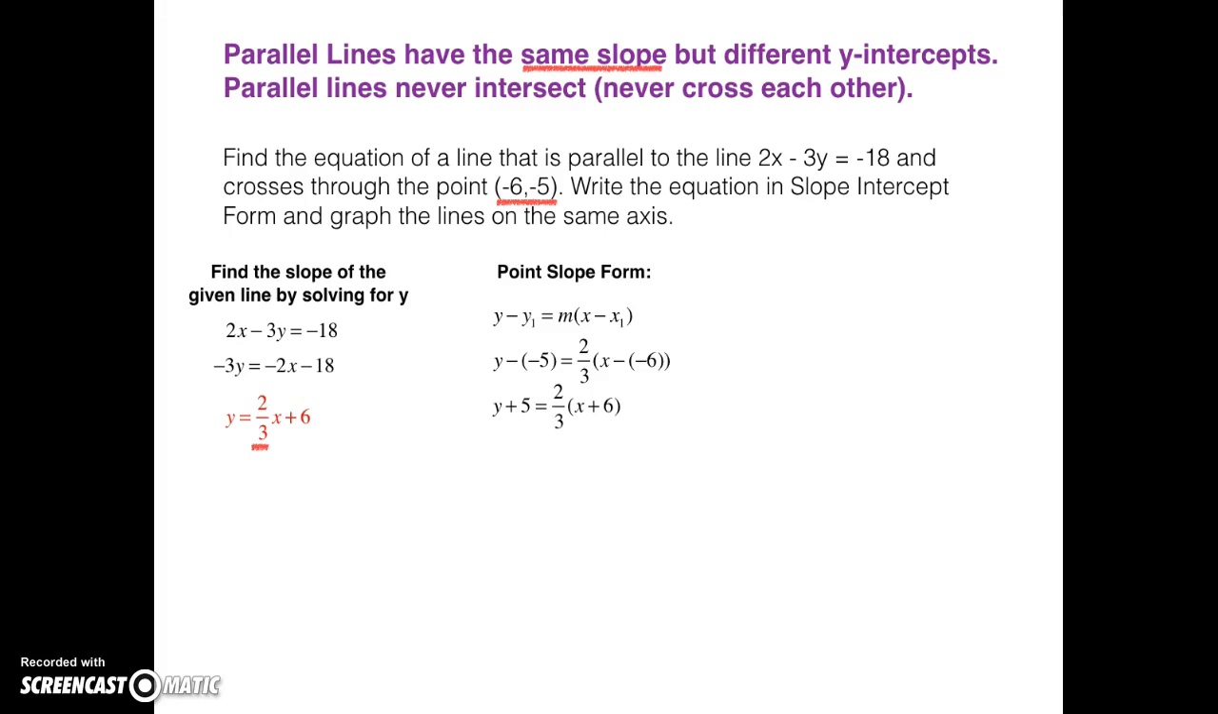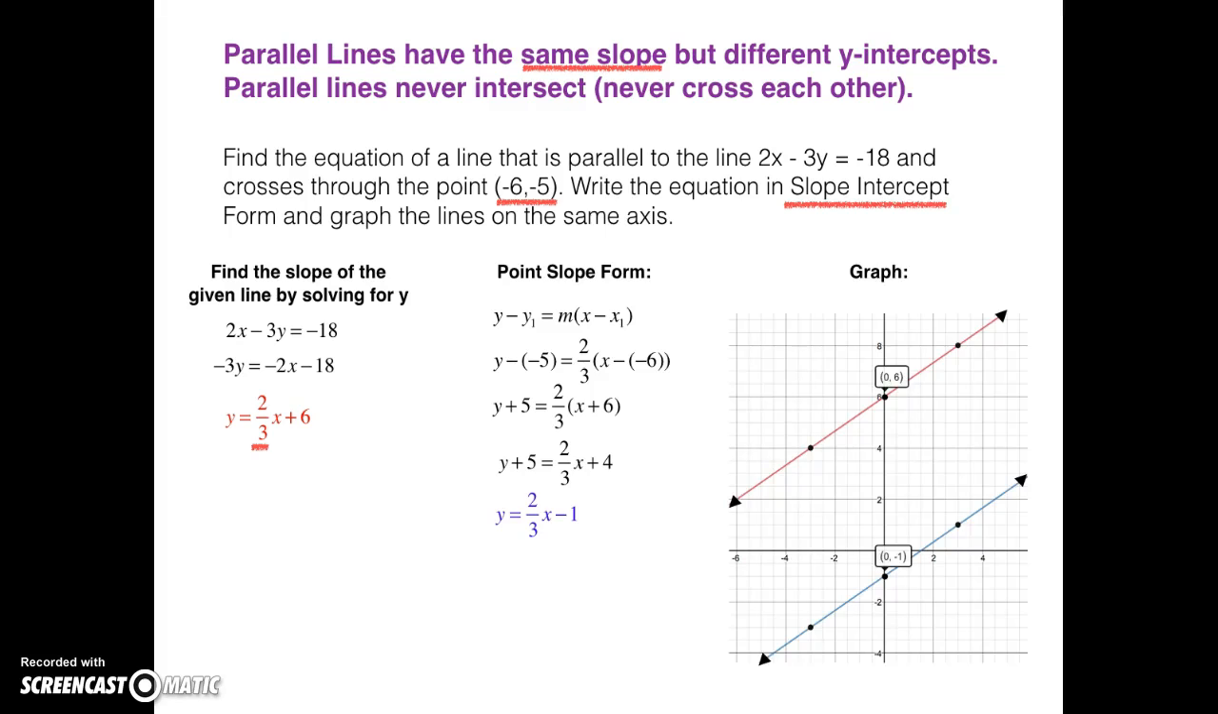And then to get it into slope-intercept form, we're going to distribute the 2/3 and then subtract 5 from both sides. So we get y equals 2 over 3, x minus 1. When I graph these two on the same axis, I'll know my equations are right if my lines never intersect, if they never cross each other.